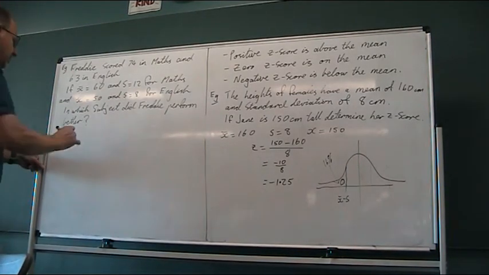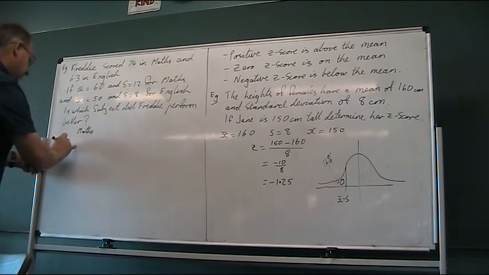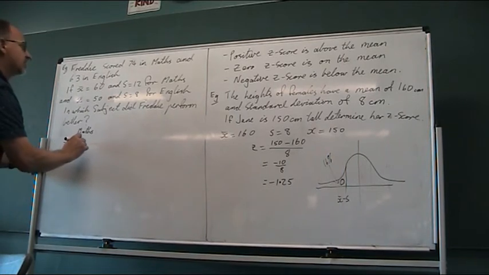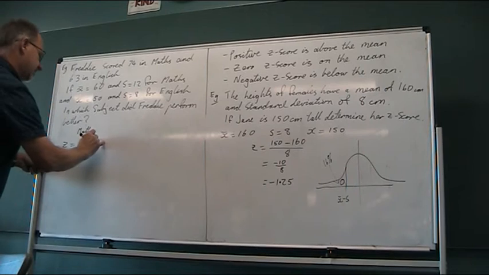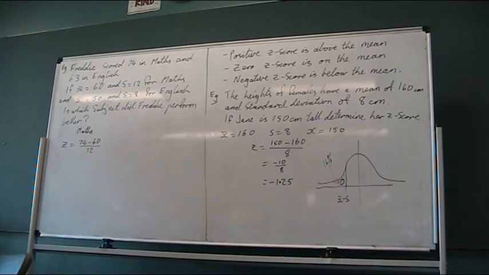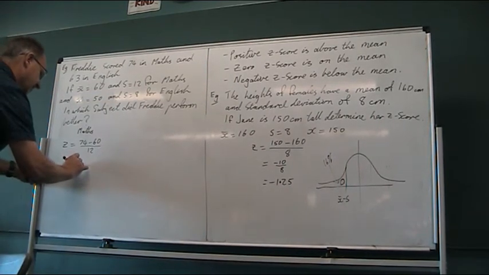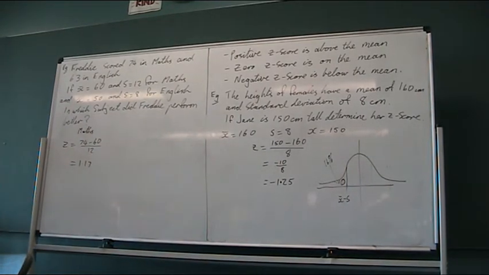So let's work it out. For maths, Freddie's Z score would be his score, which is 74, minus the mean for maths, which is 60, divided by the standard deviation for maths, which is 12. Because I've prepared this earlier, it comes to 1.17.